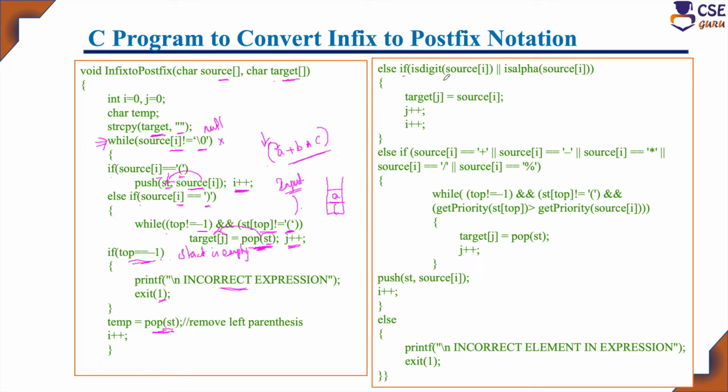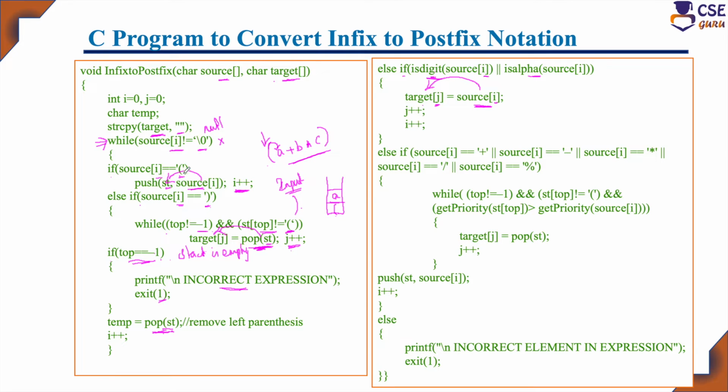Just pop it. If you are encountering a digit in the source input, whatever you are scanning, a digit or alphabet, what do you have to do? Directly place it in the postfix expression, right? So from the source, directly place it in the target. Target is nothing but the postfix expression. Then increment the j variable as well as the i variable. If you are encountering a digit or alphabet from the input, that is from the source string, directly place the character or digit in the postfix expression.